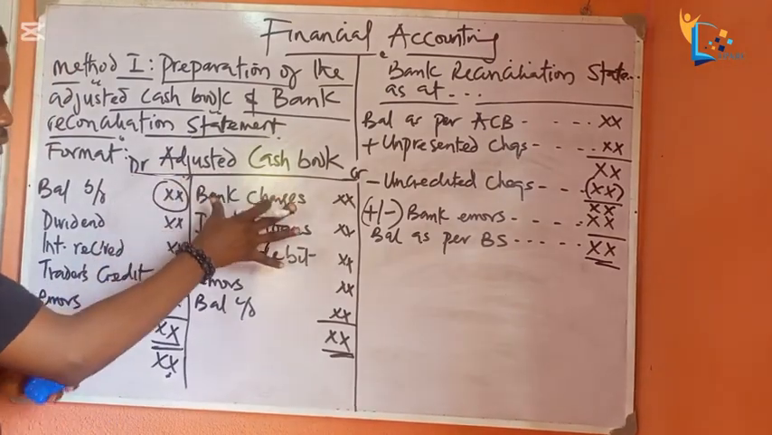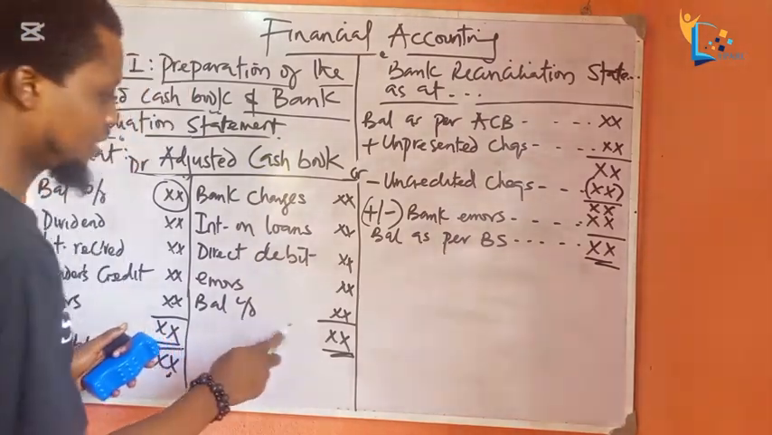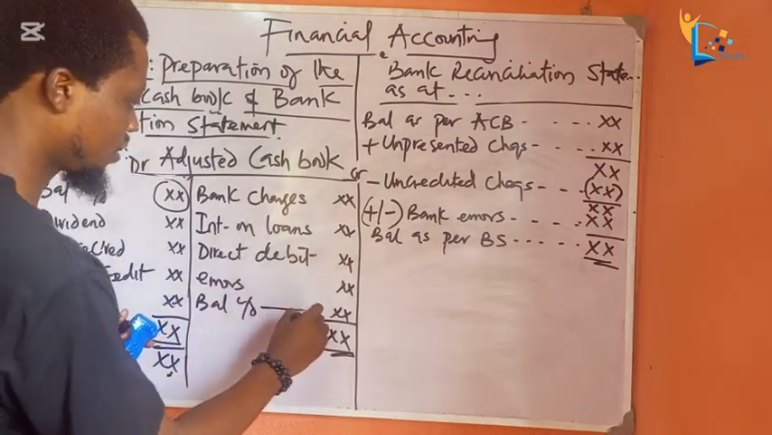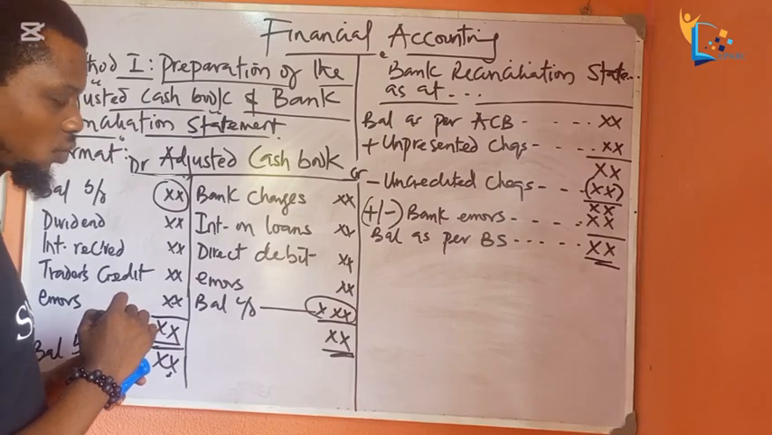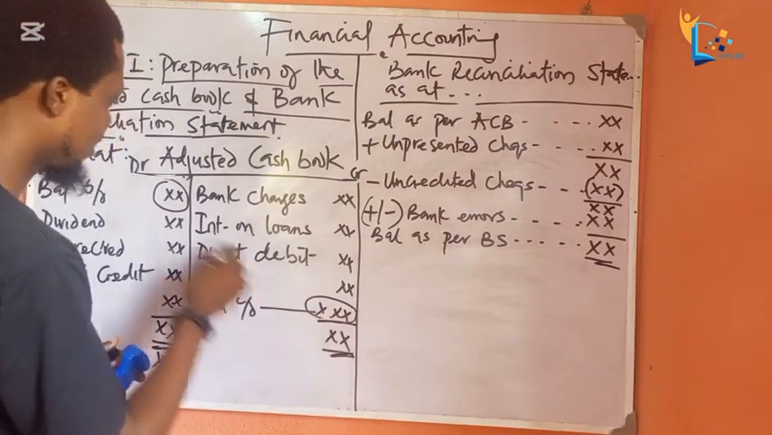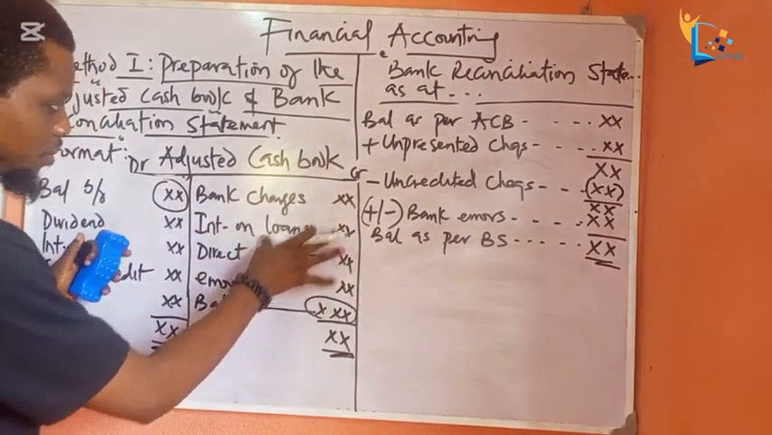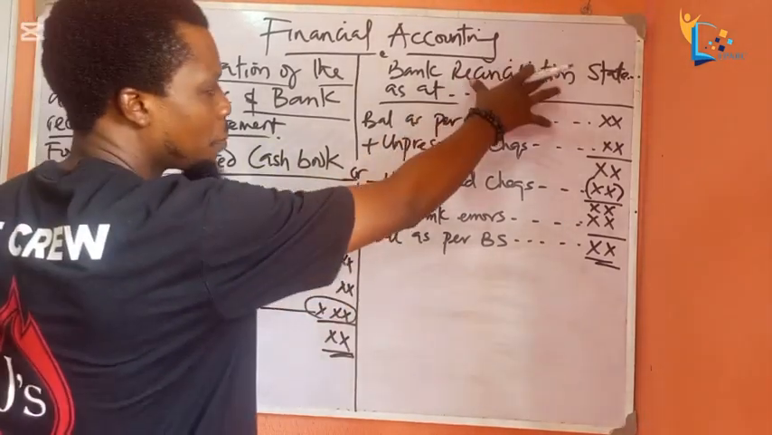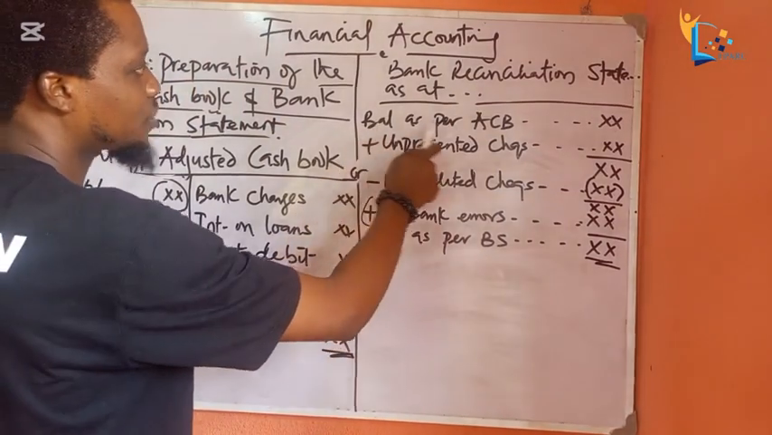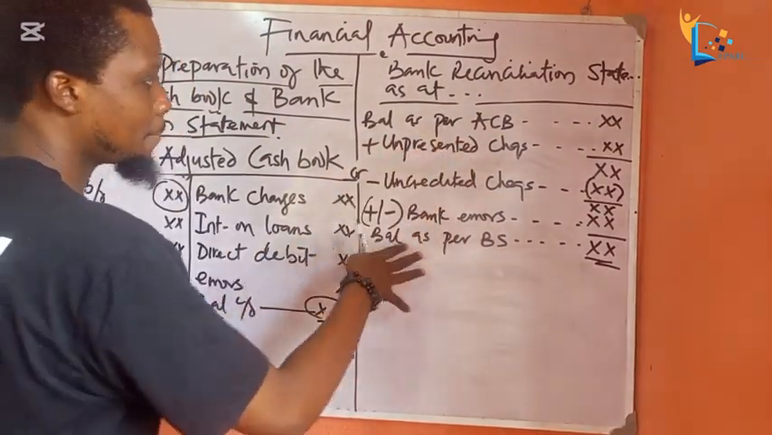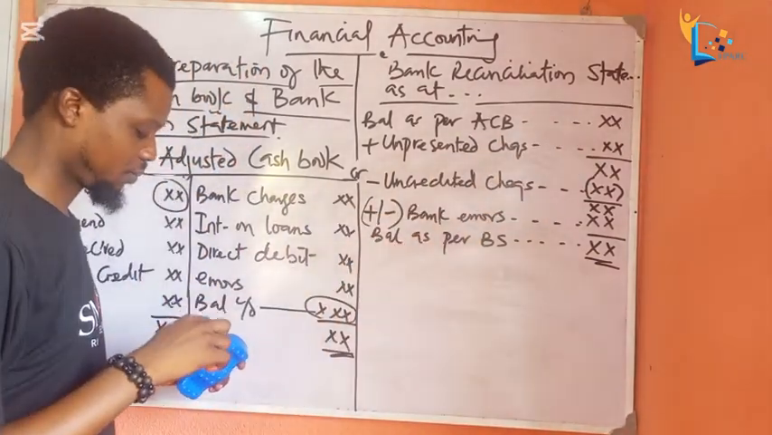Okay? Then when you post your entries, you leave this one blank as well. You leave this one blank. You leave this one blank. Then when you finish posting your entries, you prepare your bank reconciliation statement. Now, this one will be the balance as per bank reconciliation statement. That's what you will start with.